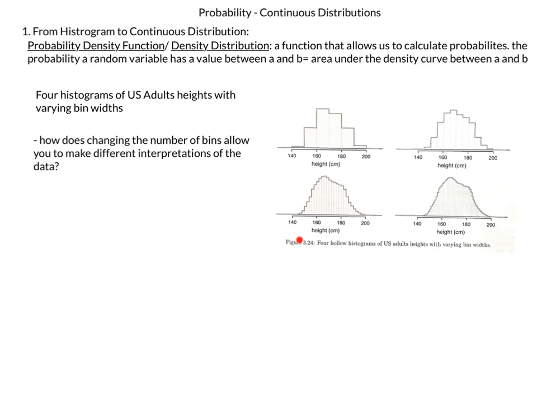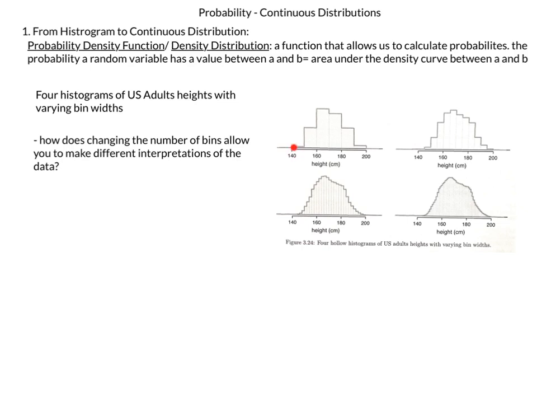The first thing we'll look at are these 4 histograms we had on our overview slide. They're histograms that represent the heights of U.S. adults. So how does changing the number of bins allow you to make different interpretations of the data?